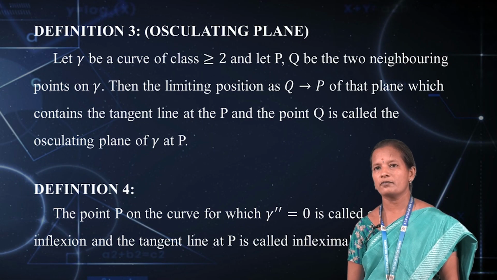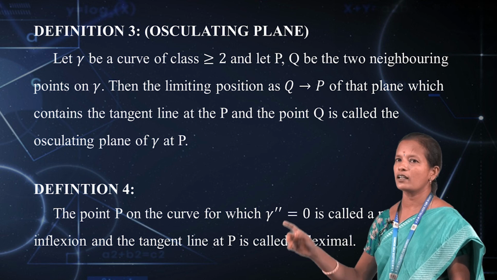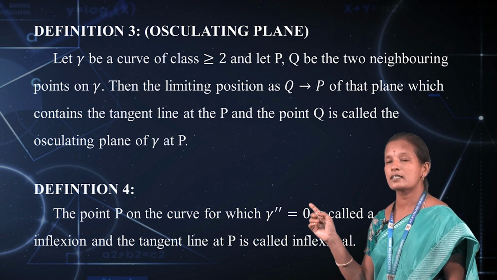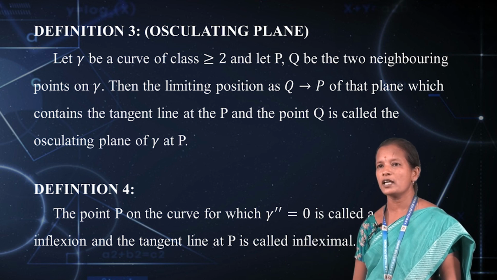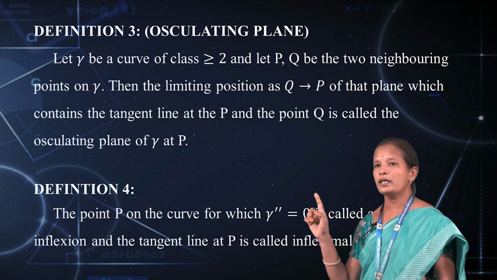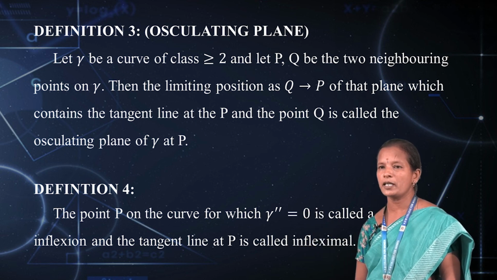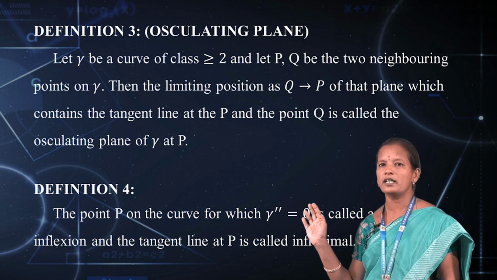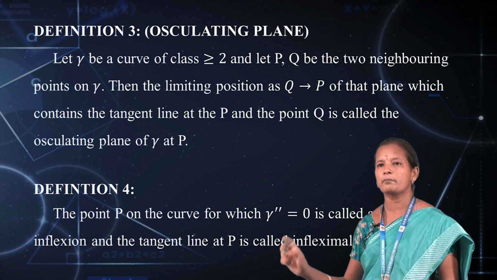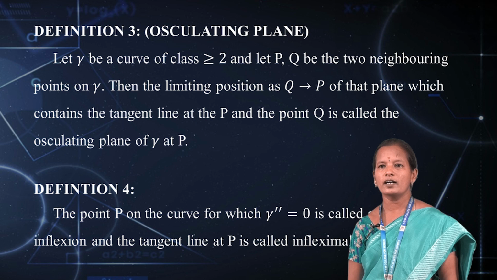Next one is the definition of osculating plane. What is meant by osculating plane? Let gamma be a curve of class greater than or equal to 2, and let P and Q be two neighboring points on gamma. Then the limiting position, as Q tends to P, of the plane which contains the tangent line at P and the point Q is called the osculating plane of gamma at P.